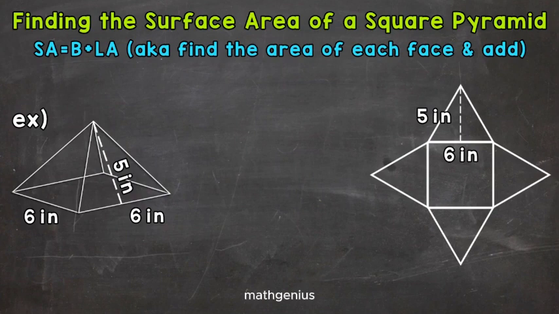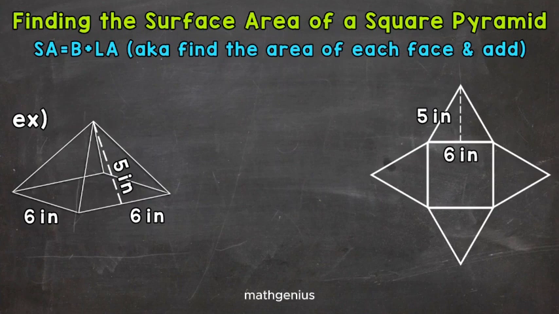area. Now there are a couple of different ways to work through these, so I'll show you some different options as far as finding the surface area of a square pyramid. So let's jump into our example where we have a square pyramid with a slant height of 5 inches and then the sides of the base are 6 inches.